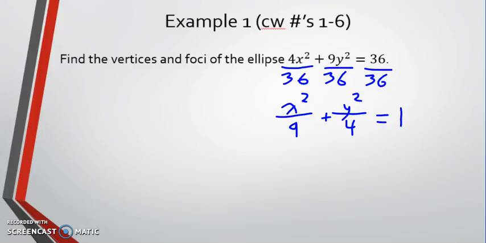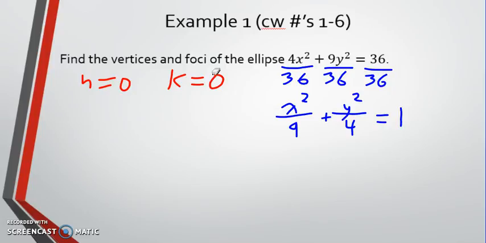So now that I've got my correct form, we should be able to start identifying things like the h and k values, which are both equal to 0 in this case, because I don't see anything being added to the x coordinate, and I don't see anything being added to the y coordinate. So those are both 0.